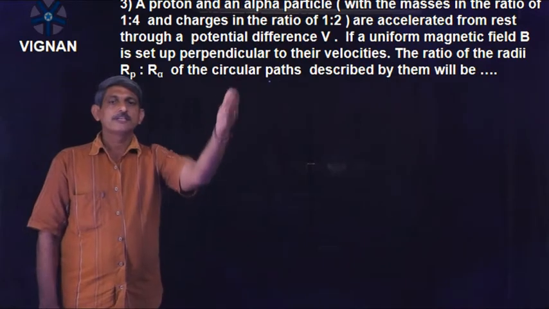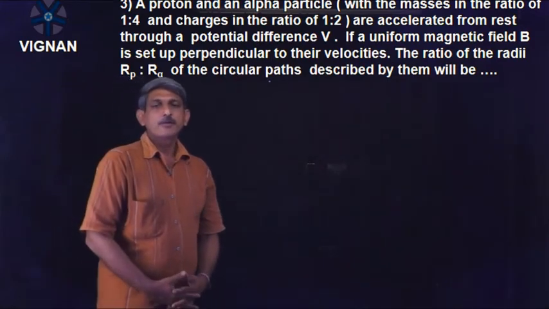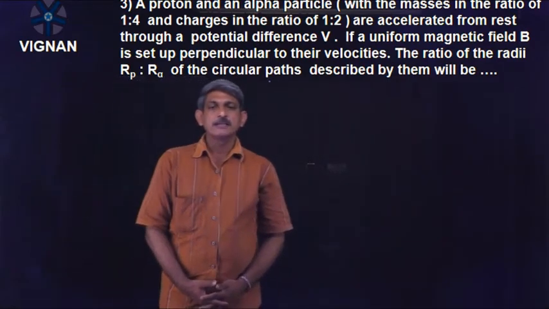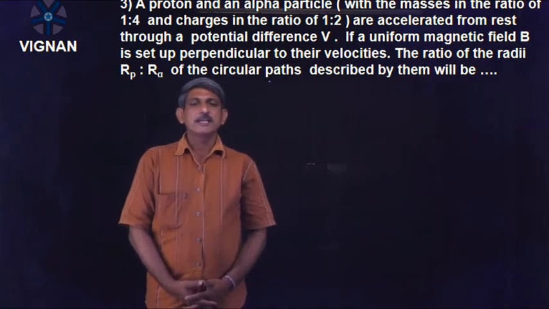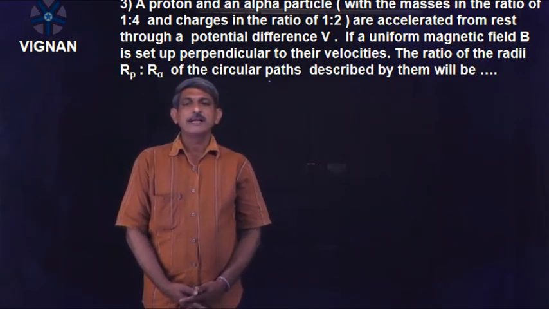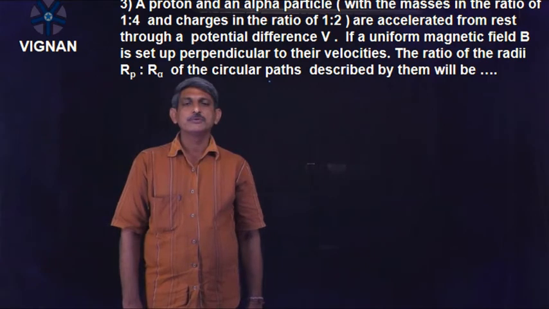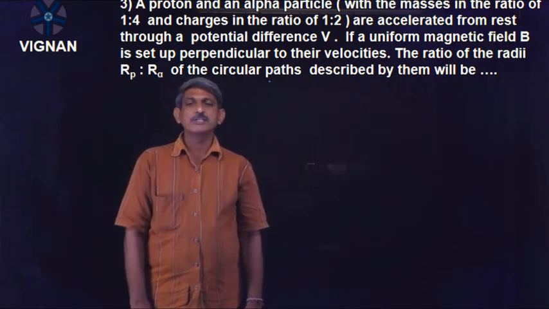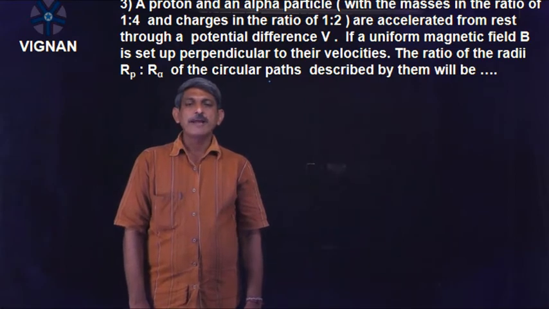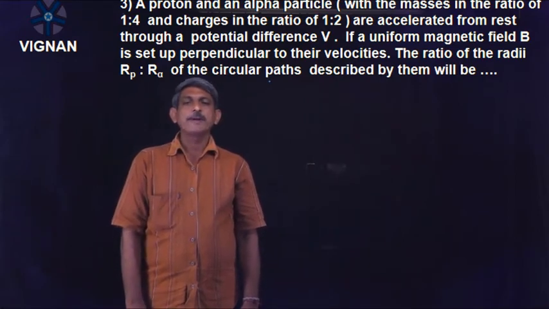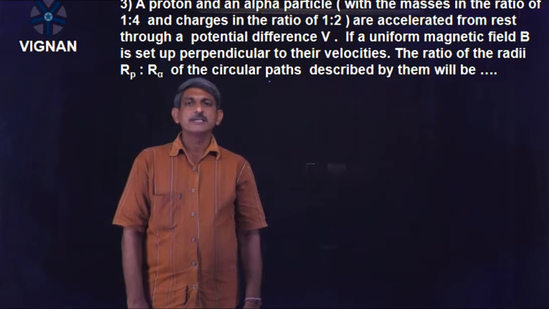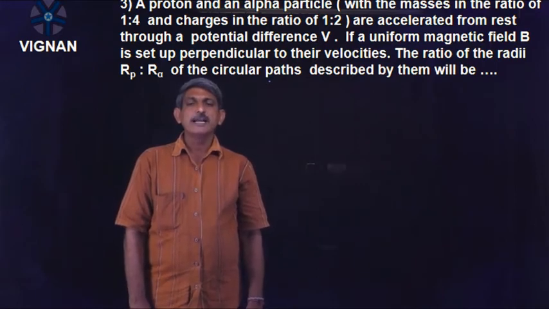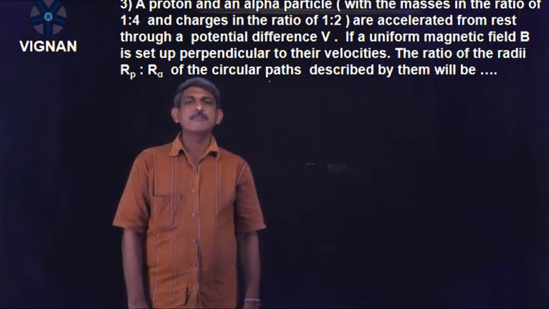So see that problem. A proton and an alpha particle with masses in the ratio of 1:4 and charges in the ratio of 1:2 are accelerated from rest through a potential difference V. If the uniform magnetic field is set up perpendicular to their velocities, the ratio of the radii of the circular paths described by them will be dash.